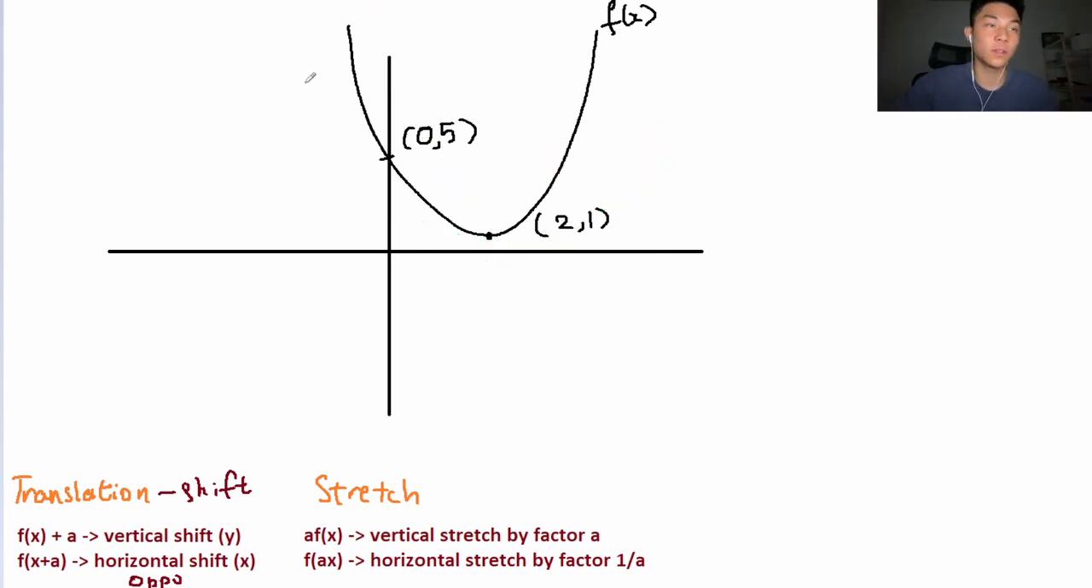So now let's look at the horizontal stretch. So let's say I have f of 2x. So what that means is, instead of multiplying my x coordinate by 2, we're actually going to multiply it by half. So my (0, 5), well, my 0 times half is still 0, so it remains as (0, 5). But my (2, 1) will become 2 times half, so it will become (1, 1). So my new graph will look like this.